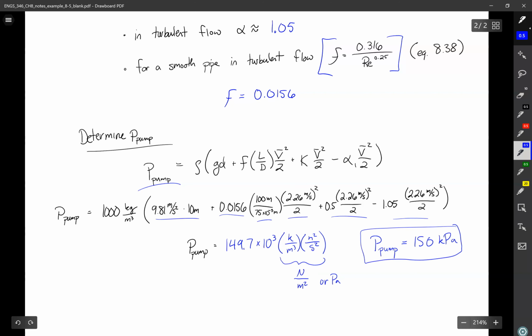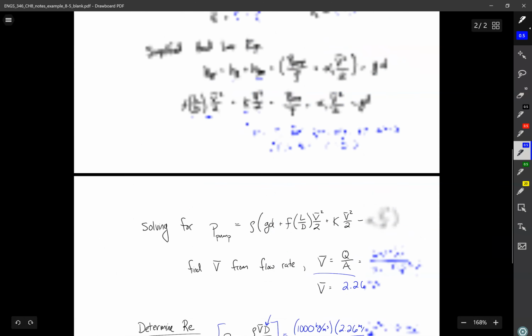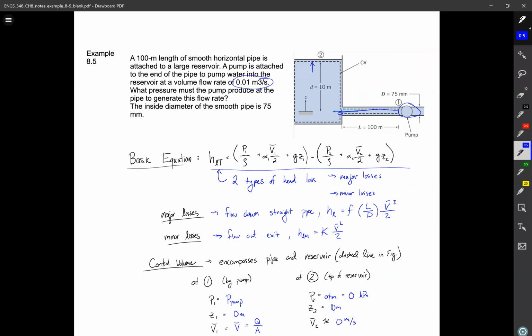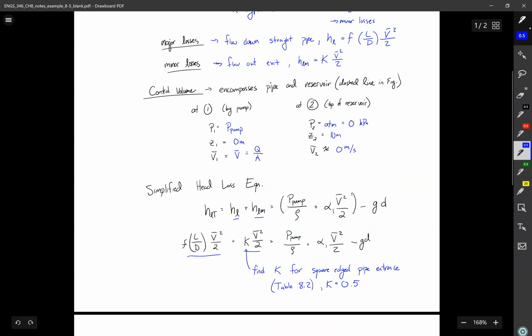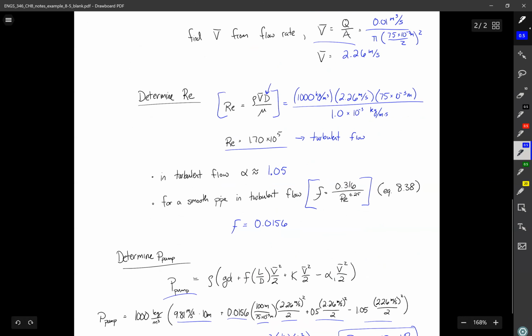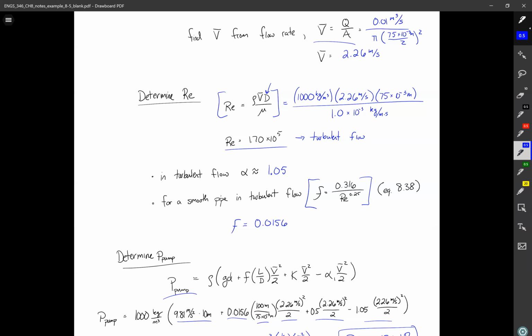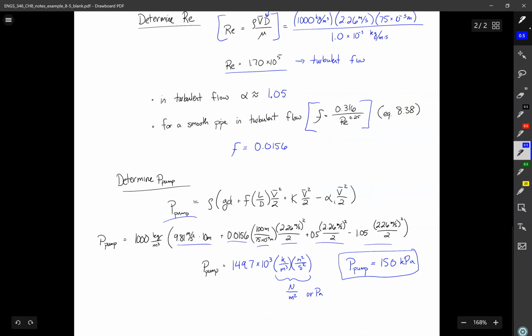That would be the pressure that's needed to drive water into that tank at a flow rate of 0.01 meters cubed per second. So hopefully you find this helpful. Again, the book goes through this as well, so if you want to check how the book does it, see example 8.5. Otherwise, feel free to reach out with any questions if you have them.